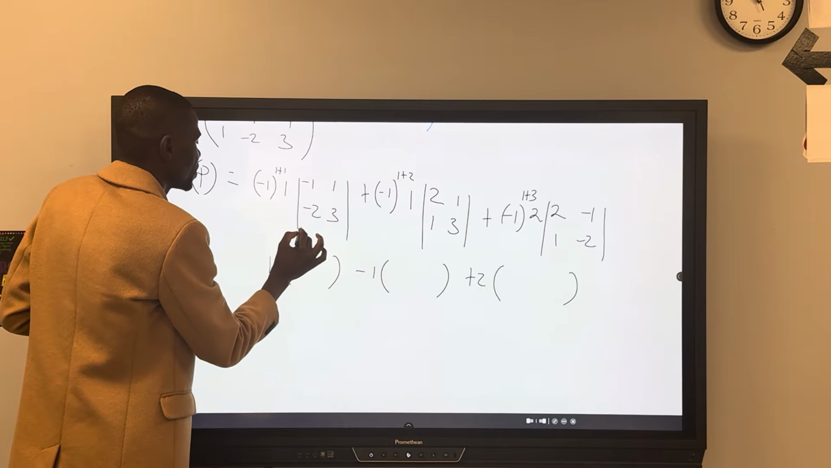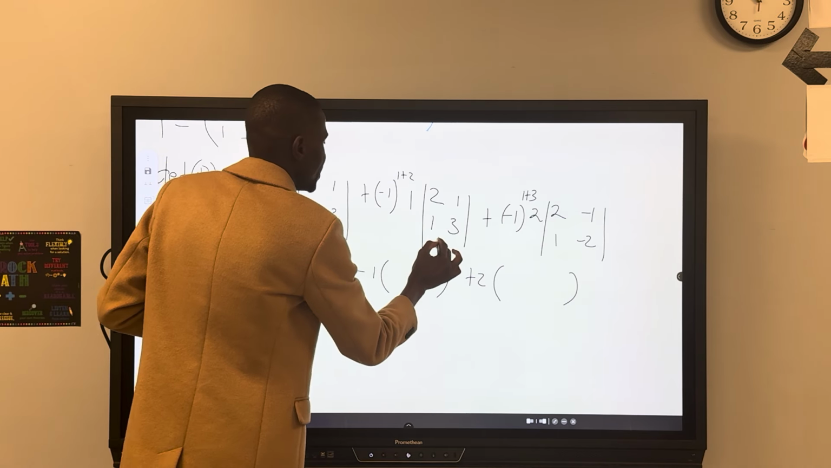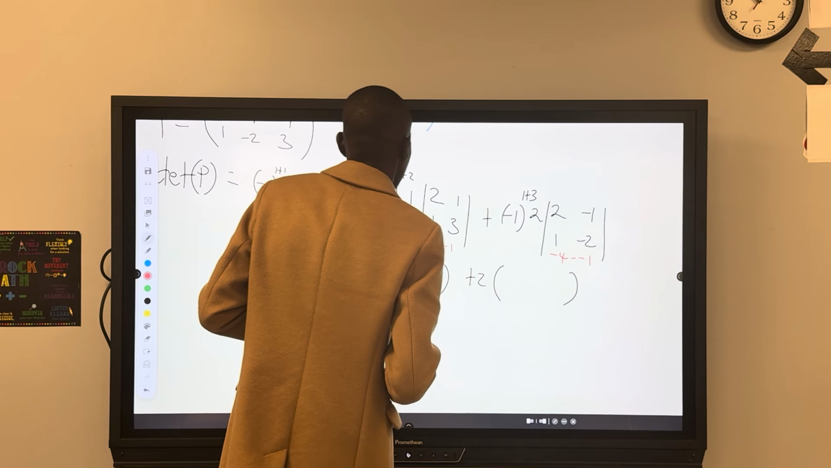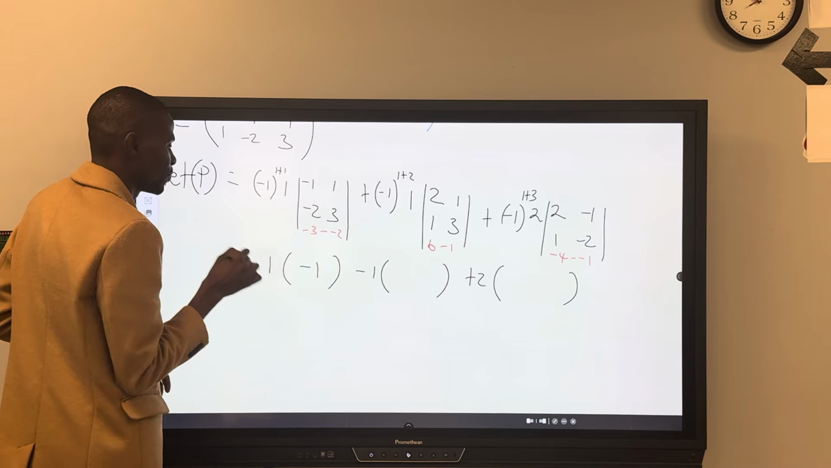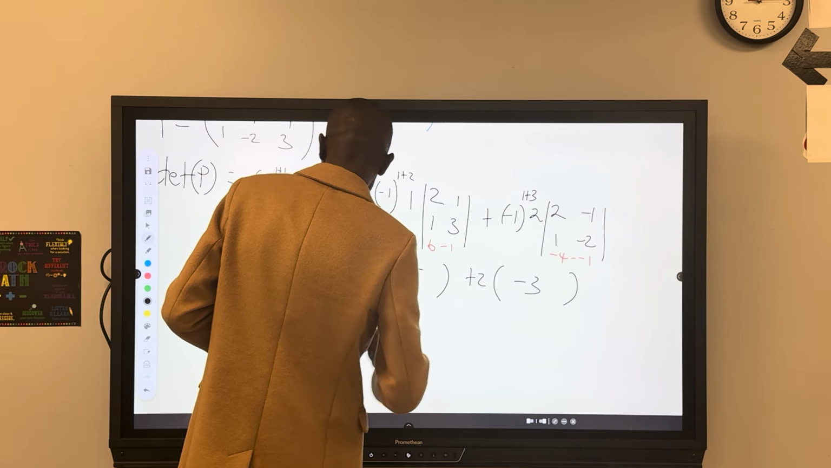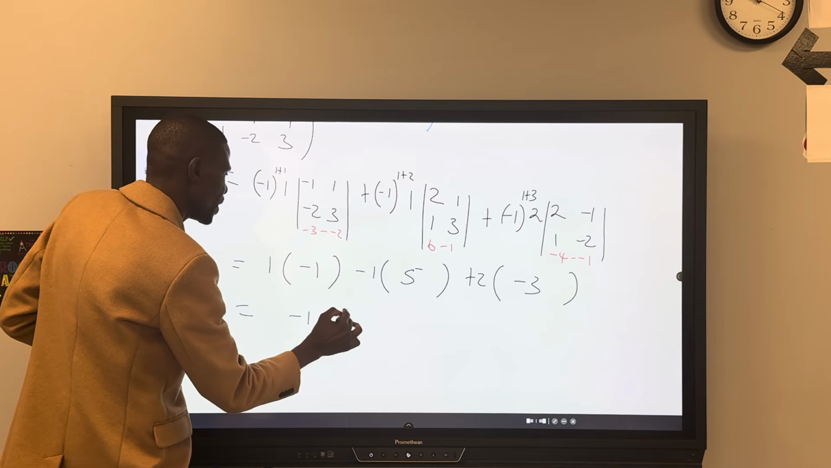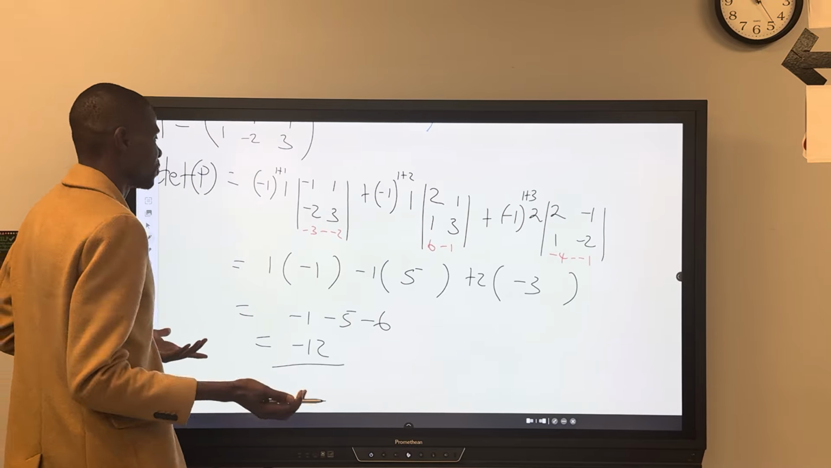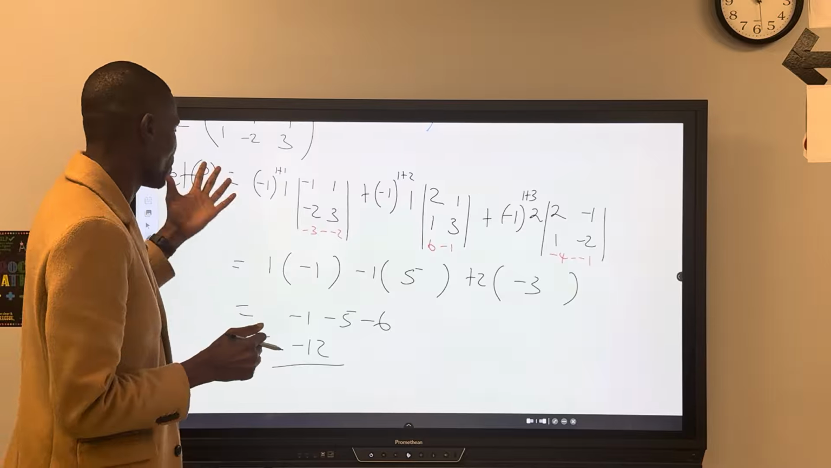So it's negative 3 subtracting negative 2. And here it's going to be 6 minus 1. And here it's going to be negative 4 subtracting negative 1. Right. So now when we do that, negative 3 plus 2, that's negative 1. Then here 5. Then here negative 4 plus 1, that's negative 3. So it's going to be negative 1 minus 5 minus 6, which is equal to negative 12. So we still get the same answer, which is negative 12. Right, so our determinant is negative 12.